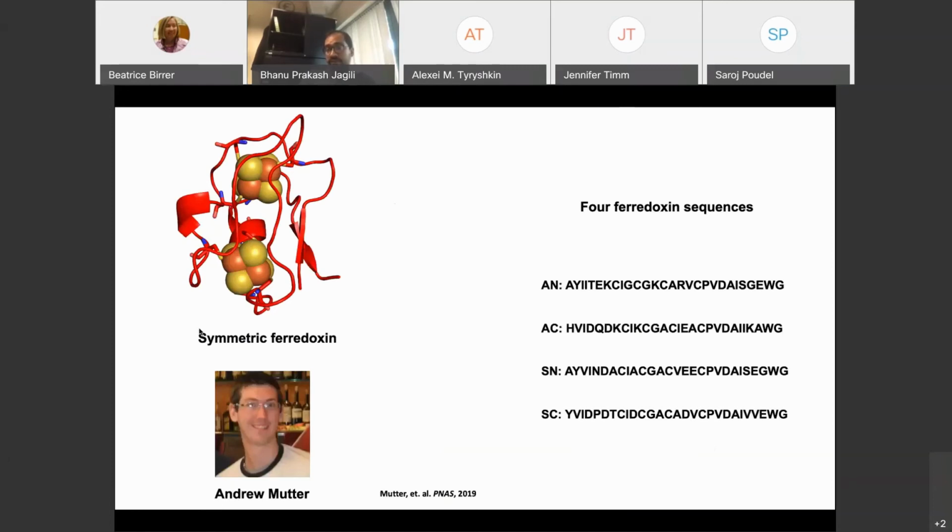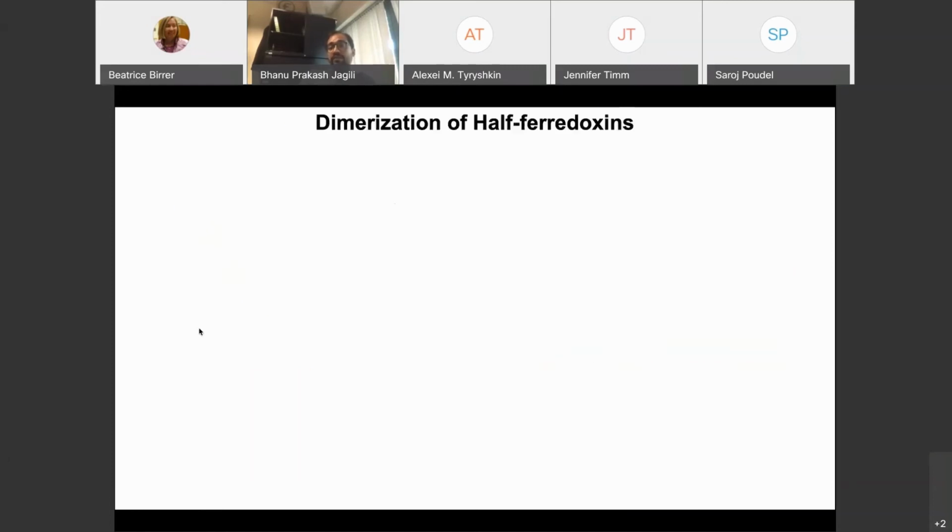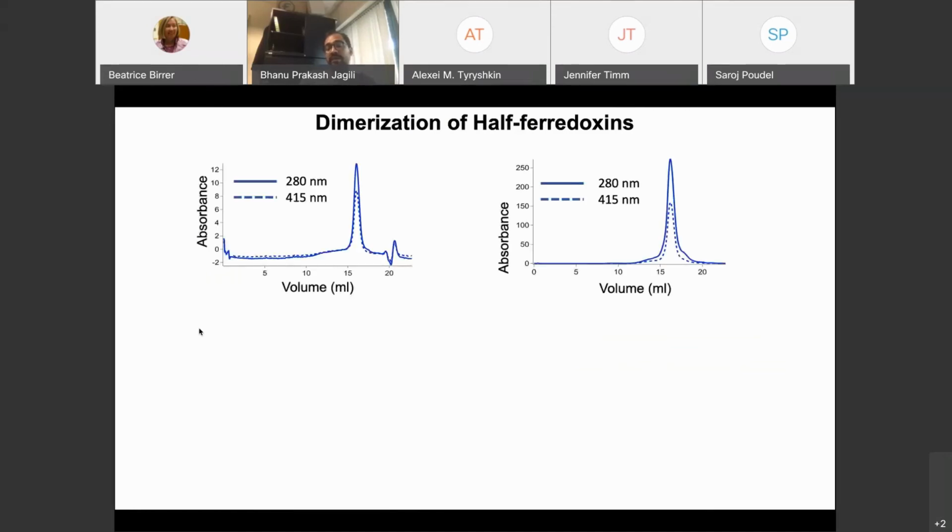I'm going to show the data for the first 2 designs. I had synthesized these peptides and started reconstituting them, binding an iron-sulfur cluster, to prove whether it is a monomer or a dimer. We performed anaerobic FPLC, anaerobic size exclusion chromatography, and found that both of these peptides elute as a dimer. Looking at the ratio of 280 to 415, which is quite high, we can say that there is one cluster per monomer, and we see no monomeric peak, meaning that the assembly is close to 100%.